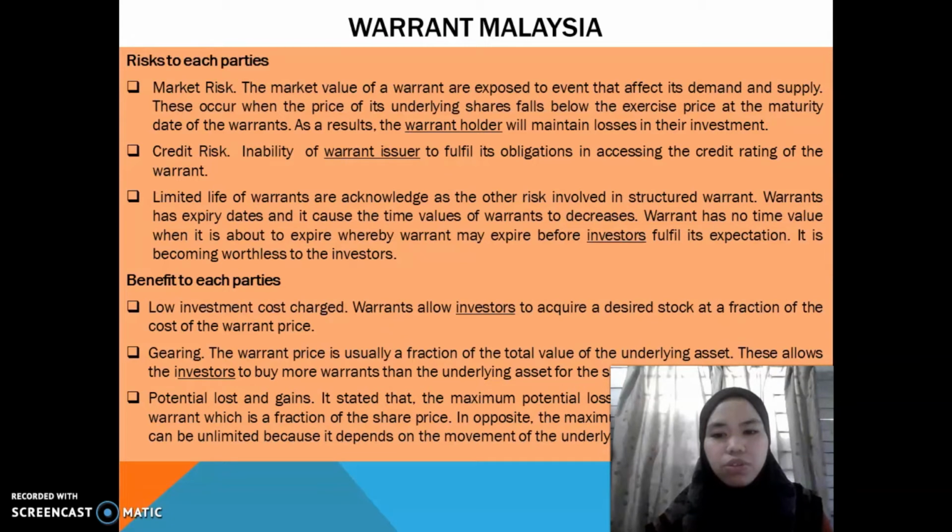Next is potential loss and gains. It is stated that the maximum potential loss is only the entire price of the warrant, which is a fraction of the share price. In contrast, the maximum potential gain of the warrant can be unlimited because it depends on the movement of the underlying share.